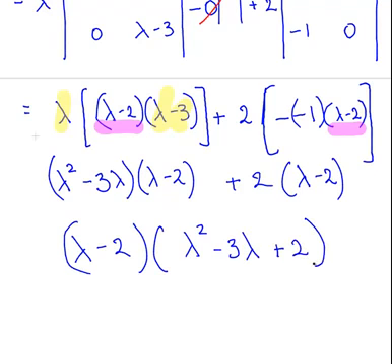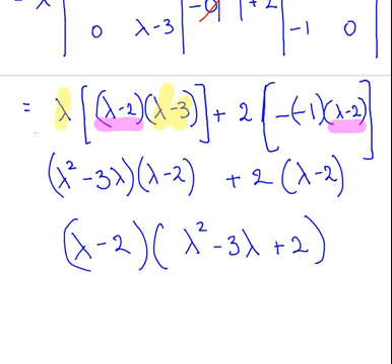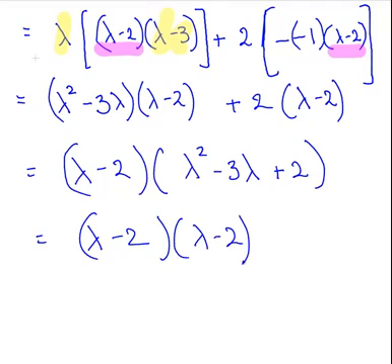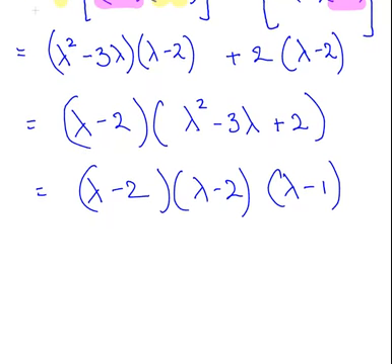And that means we should be able to factorize that really quickly. This is lambda minus 2 times lambda minus 2 times lambda minus 1. That is the characteristic polynomial, and the roots of the characteristic polynomial. So the answer will work out to be 1, 2, and 2.